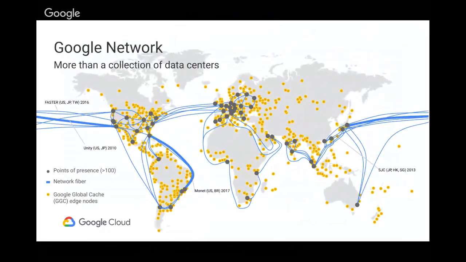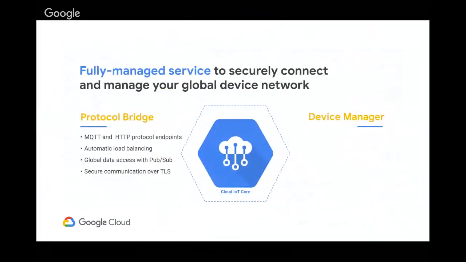And we have a massive global network. You know, we're world class, and we have over 100 points of presence all over the world, and we have our own fiber running around the planet. So low latency transport across the planet.